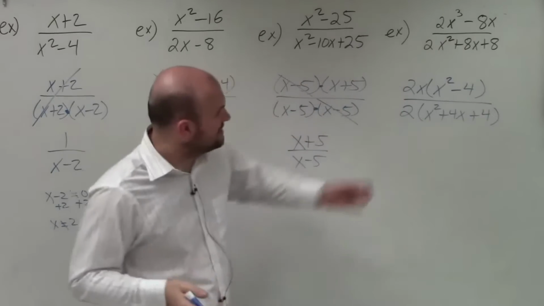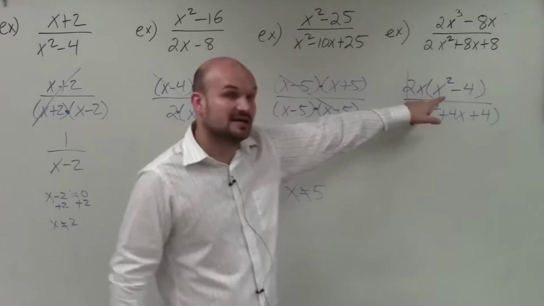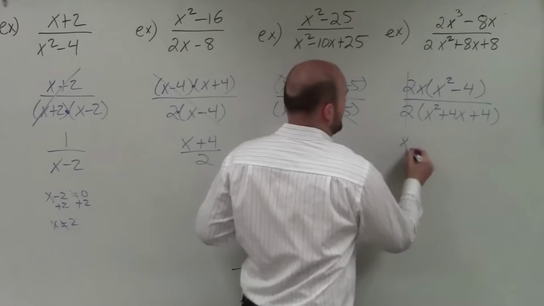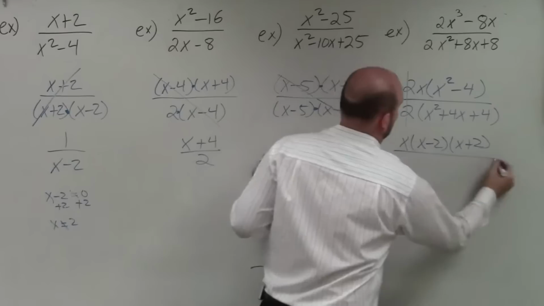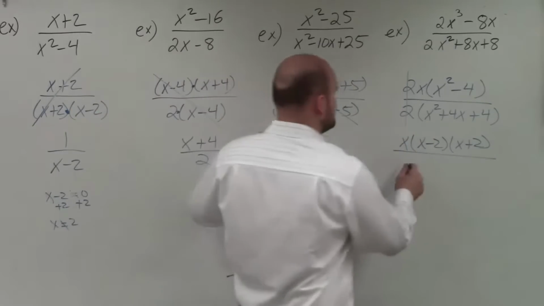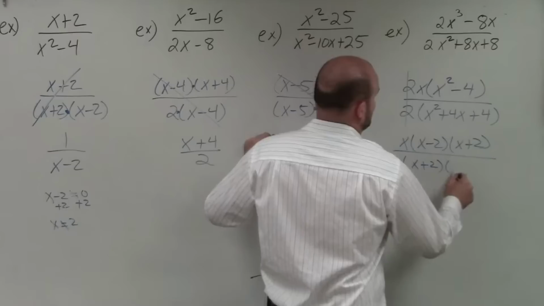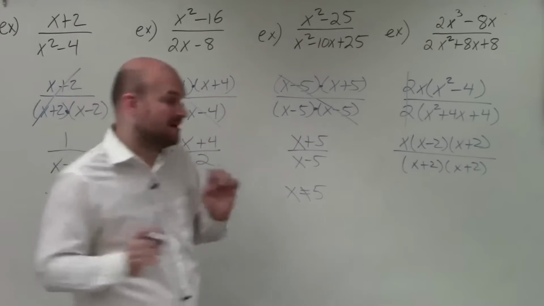And now we can see that first, these 2s divide out using the division property. Here is another example of difference of two squares. So I have x times x minus 2 times x plus 2. And then in my denominator, that is an example of a perfect square trinomial, which would be x plus 2 times x plus 2. Again, you can see that each expression is separated by multiplication.